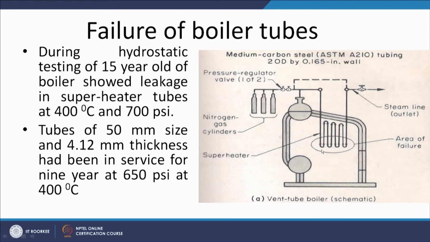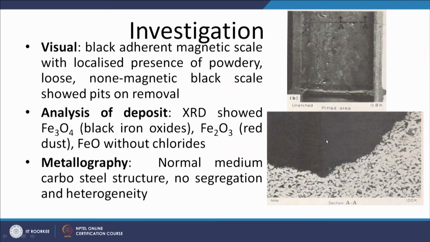The tube in this zone started leaking. Since the leakage in the superheater tubes started, they wanted to investigate what led to the premature failure of the superheater tubes. The tubes were cut, and visual inspection found a black adherent magnetic scale with localized presence of powdery, loose, non-magnetic black scale. So both types of oxides were found, magnetic and non-magnetic, one adherent and the other loose. This was found on the internal surface of the tube.